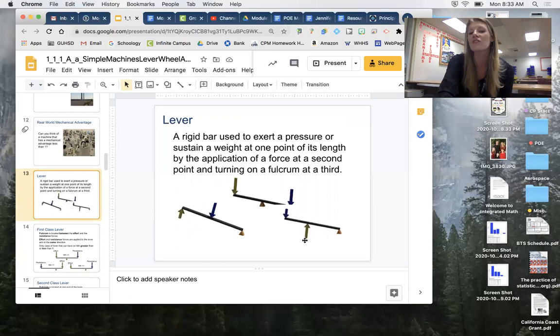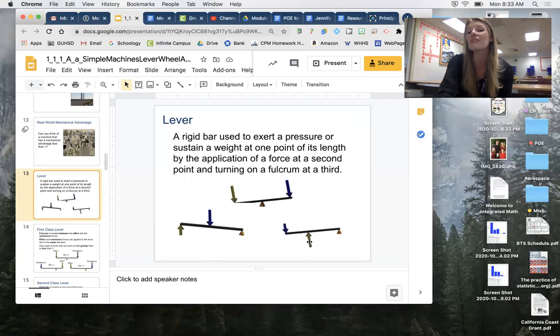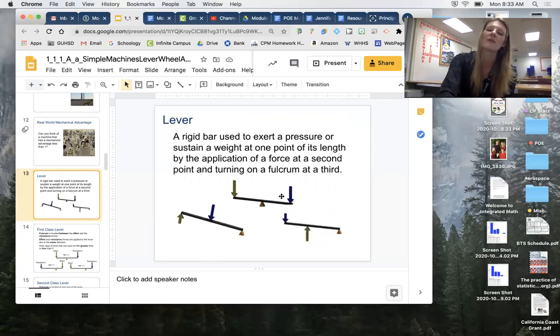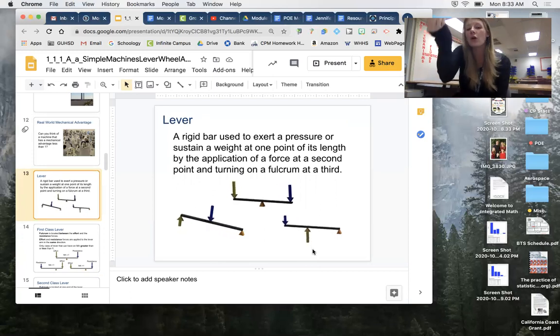This one right here is interesting. If you look, the resistance force is not up. The resistance force here is down on the end, and therefore you're lifting from the middle. Your effort force is in the middle and you're lifting up.